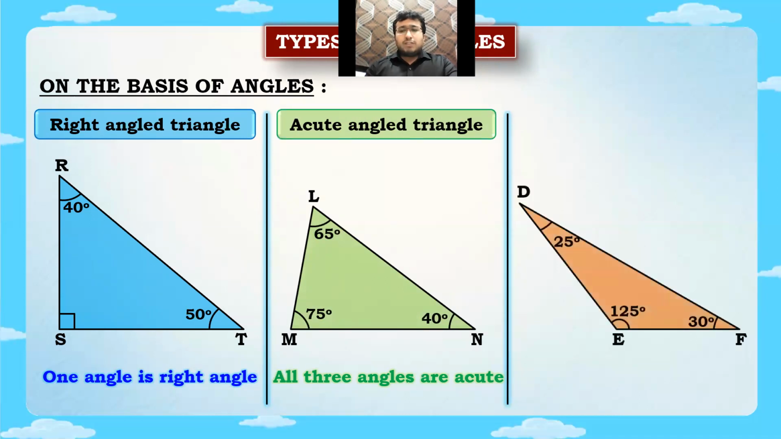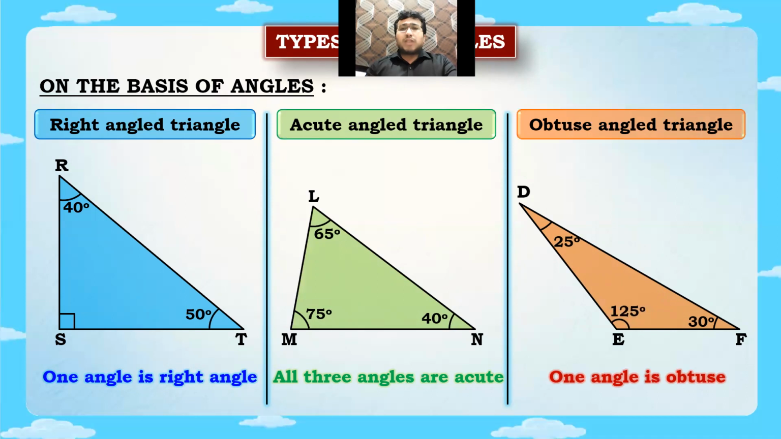And the last one, we have triangle DEF. If you observe the figure, students, measure angle E is 125°. E is greater than 90. Greater than 90 means one angle is an obtuse angle. So if in a triangle, one angle is an obtuse angle, that triangle is said to be an obtuse angle triangle. So students, we have classified triangles on the basis of sides and on the basis of angles.